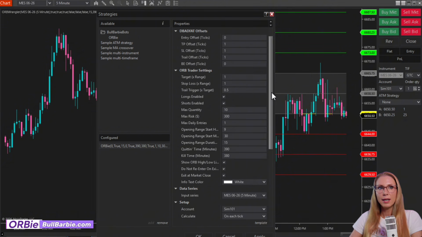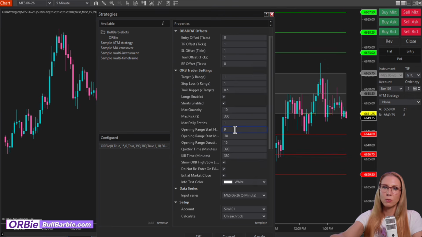But let's go ahead and talk about the different settings. Time is the very most important thing to set, because the bot needs to know when we're looking for our opening range. So for the opening range start time, I put the default to the New York open, so that's 9:30. The start hour is 9, start minute is 30, and then the duration is 15. That means starting at 9:30, we're going to watch for 15 minutes to determine what our opening range is.